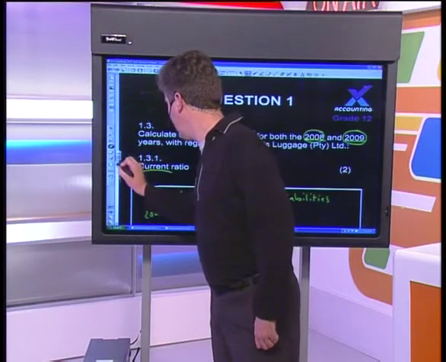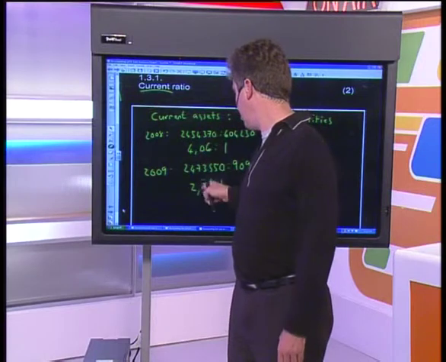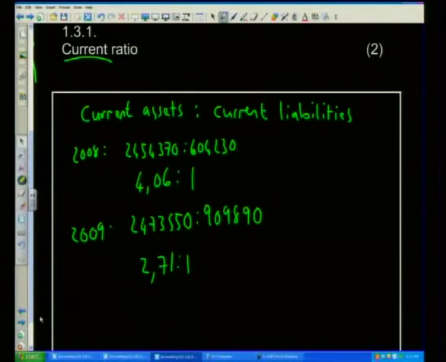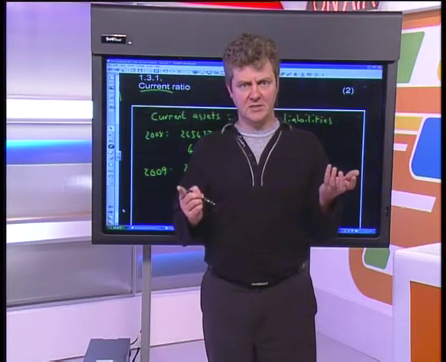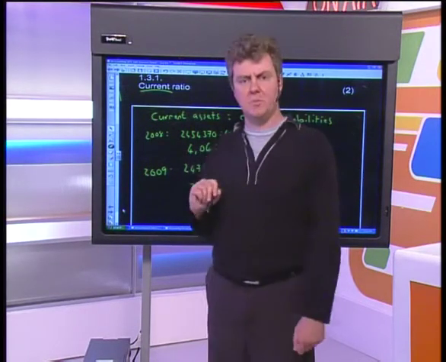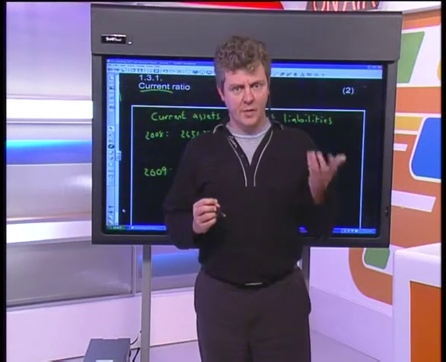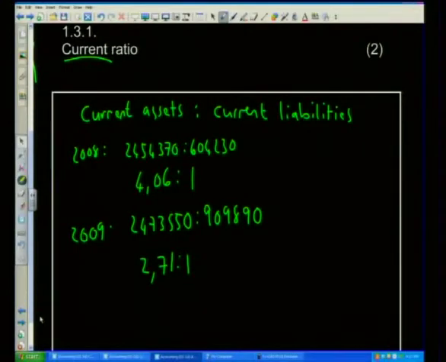So the current ratio, we got the answer here. In 2009, it was 2,71 to 1, but in 2008, it was 4,06 to 1. Remember that your interpretation of the current ratio always involves comparing your current liabilities to your current assets. And in 2008, this business had 4,06 current assets for every one current liability. What that meant is that it was able to pay off its current liabilities 4,06 times over with the current assets that it had. But in 2009, this declined slightly to 2,71 to 1.